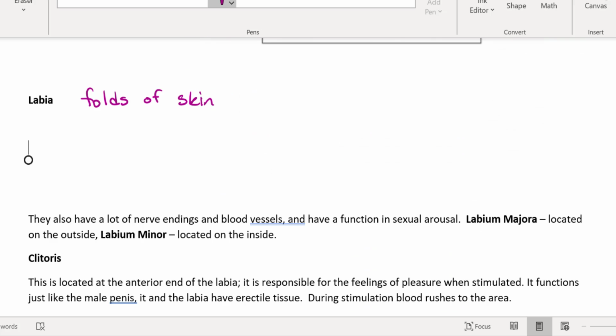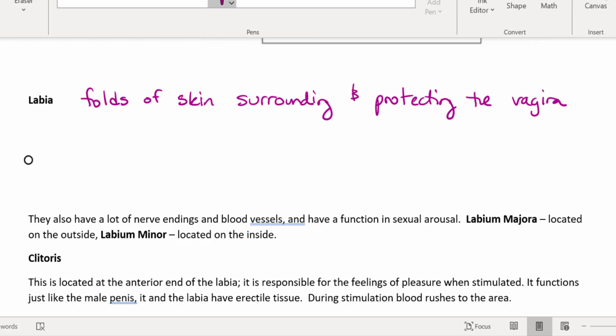Now, the labia are folds of skin surrounding and protecting the vagina. Now, they contain a lot of nerve endings and blood vessels and have a function in sexual arousal. The labia majora is located on the outside, and the labia minora is located on the inside.